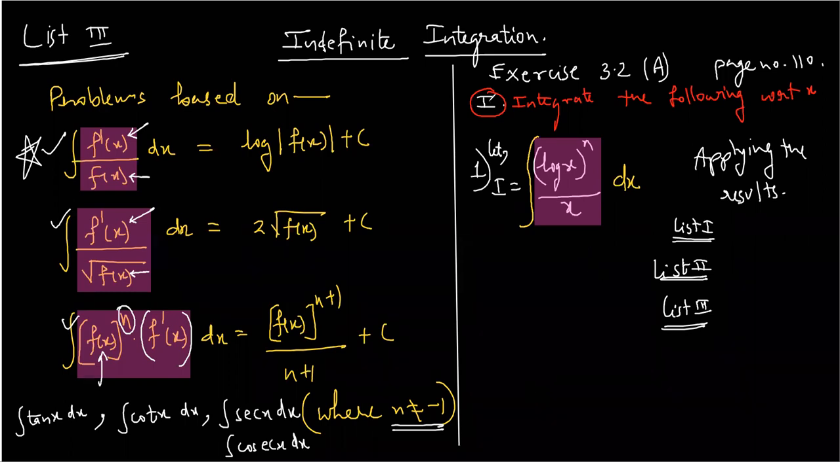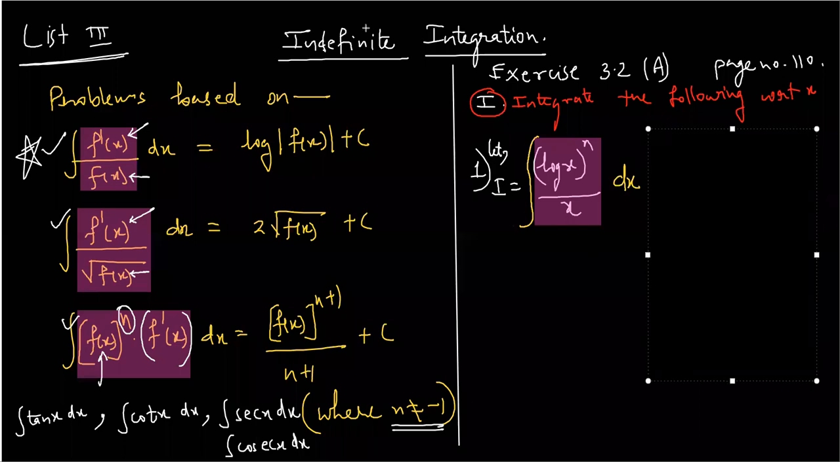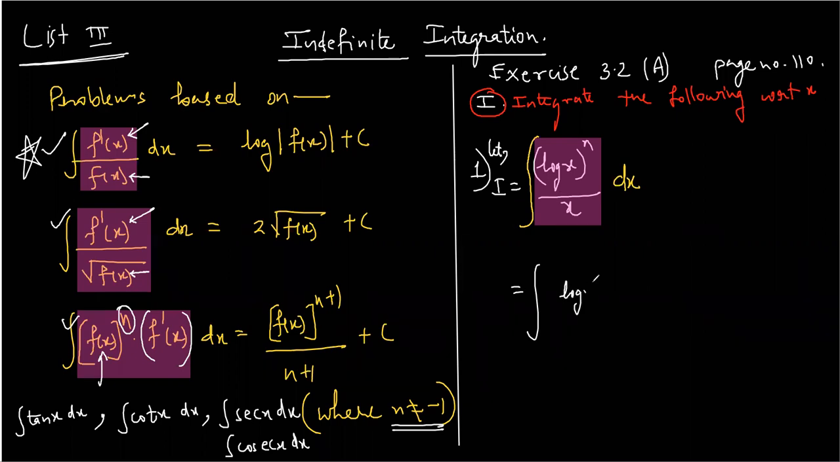Okay, so fine, now I understand what I need to do. I want to integrate this integrand, so I will be applying the results. Now how do I apply the results? I write integral of (log x) raised to n into 1 upon x dx. What I did, students, is very simple: (log x)^n upon x, I could write as (log x)^n into 1 upon x.